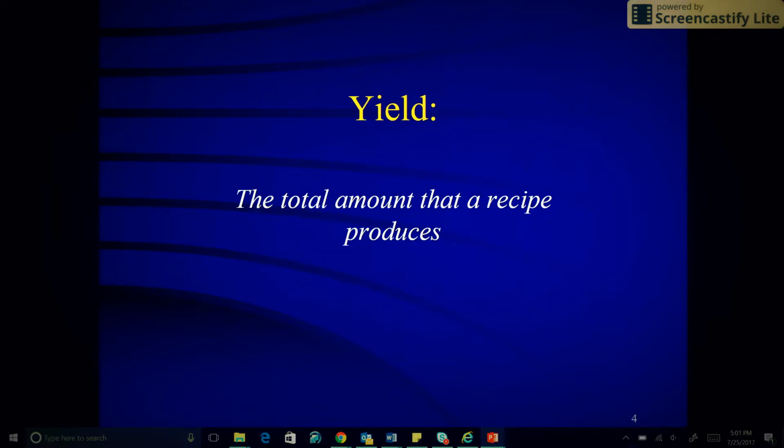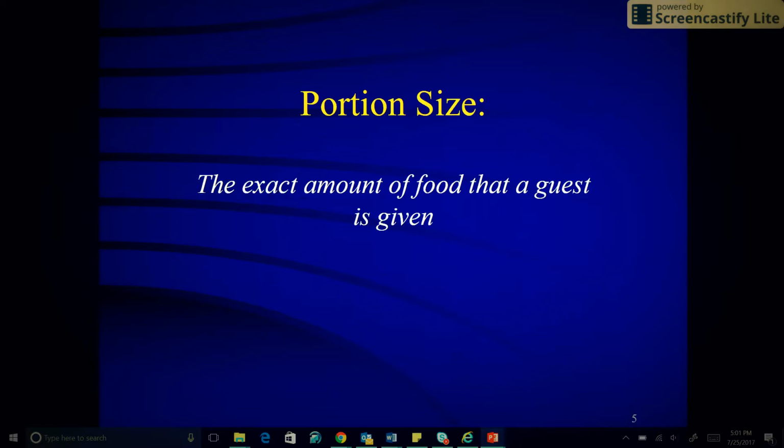The yield, you know, is the total amount that the recipe produces. The yield could be in ounces, so it could be 100 ounces of soup. It could also be in count. So let's say you made lasagna and it was 25 servings. It could also be in portion size, so it could say that they made 25 servings of 6 ounces. So we're going to talk about that in a little bit when we get to conversion factor. But yield is the total amount that the recipe makes.